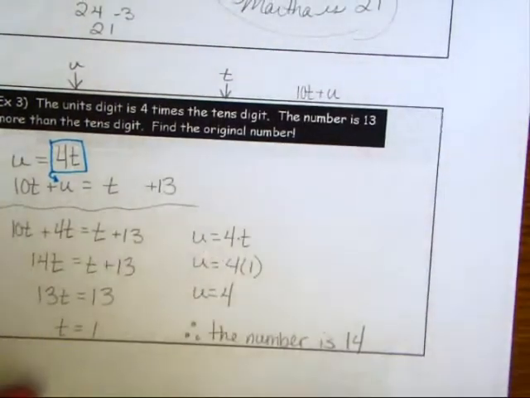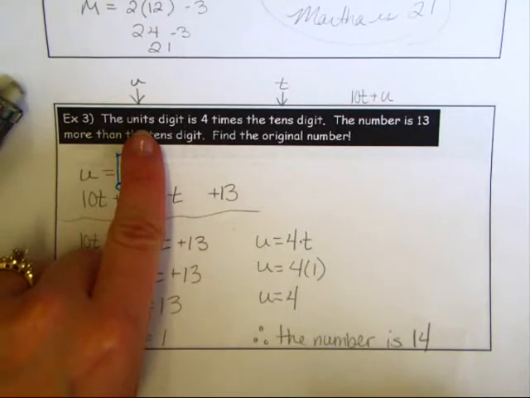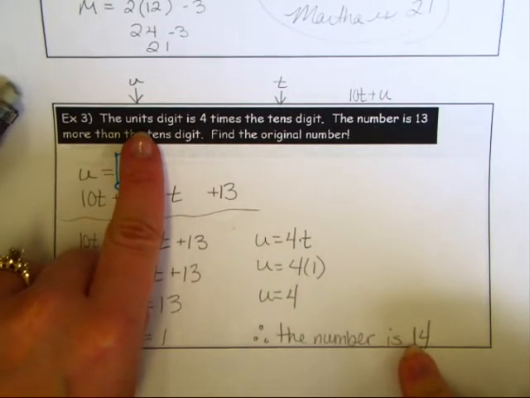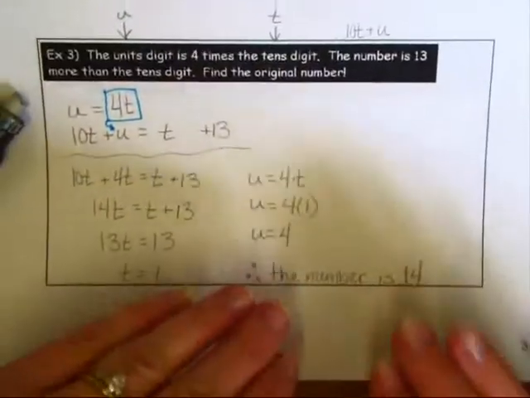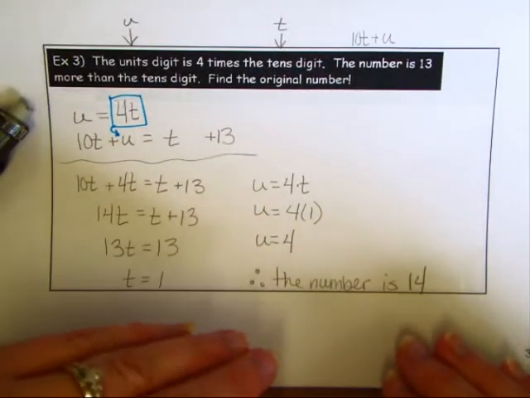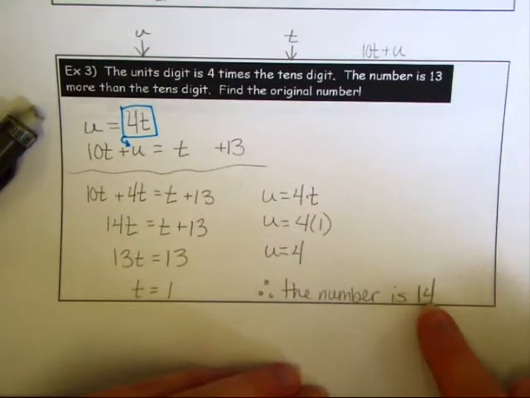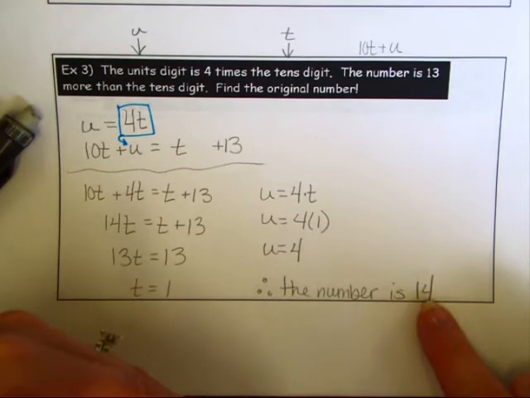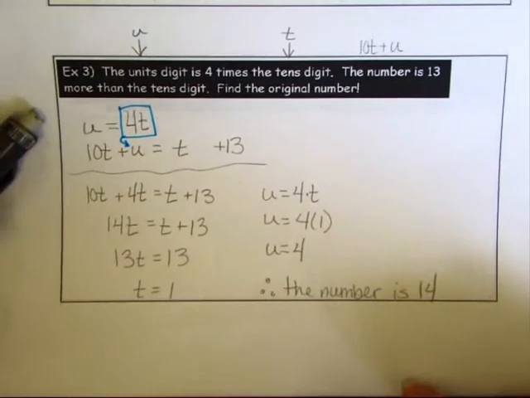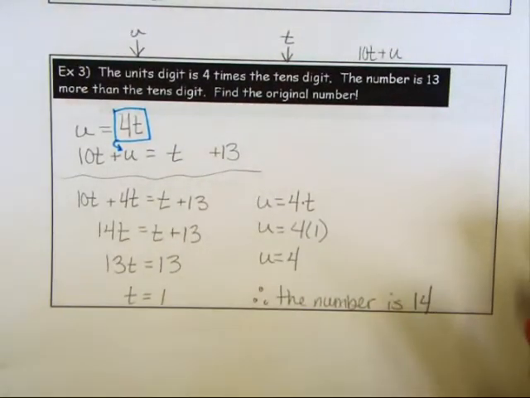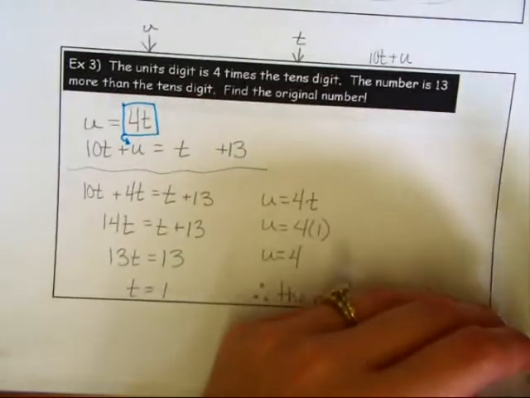Now, if you don't believe me, check this out. Up here, is the units digit 4 times the tens digit? Yep. Is the number itself, 14, 13 more than the tens digit? In other words, is 14 thirteen higher than the tens digit of 1? Absolutely. Pretty nifty, isn't it, how that little trick can work? On for some more fun.